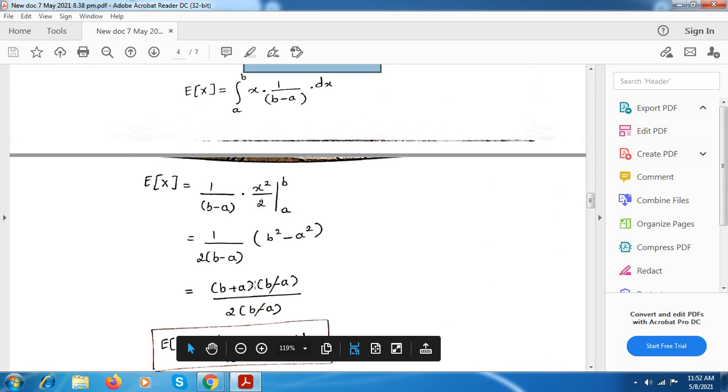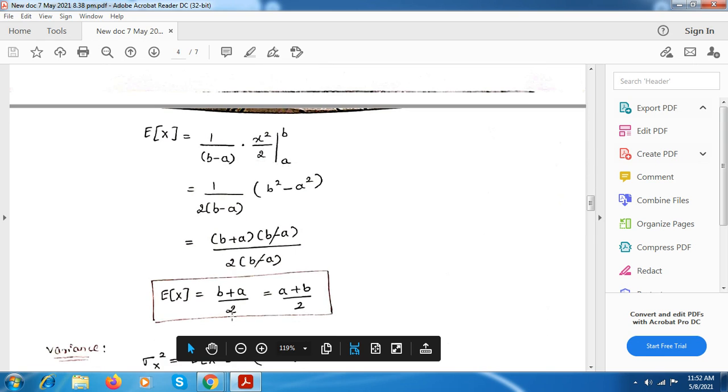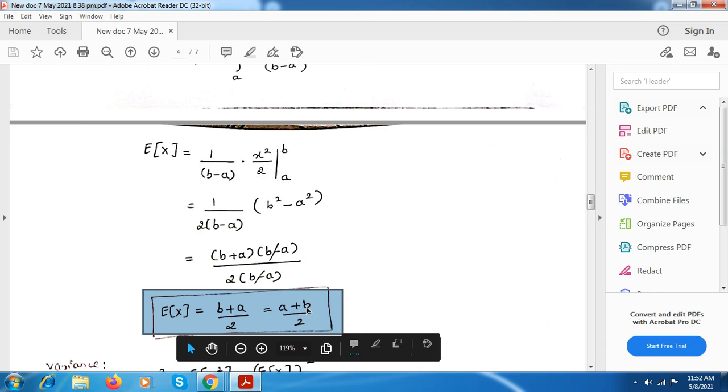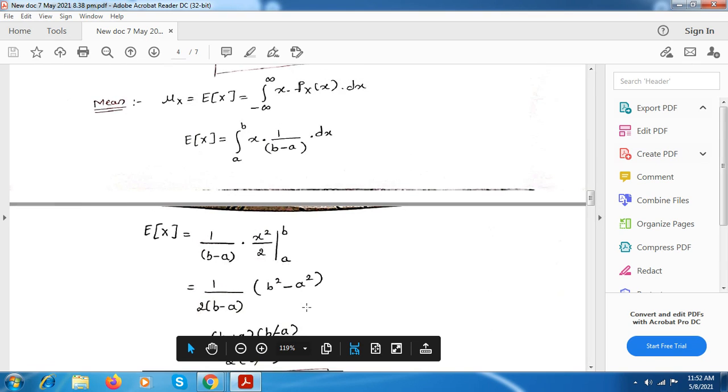Here b square minus a square is b plus a into b minus a. Then you can cancel this b minus a, and here you get a plus b divided by 2. Here this is the mean equation, that is a plus b or b plus a, you can write it divided by 2. So just take down this derivation. Here we have used the normal equation for mean, not the characteristic equation.